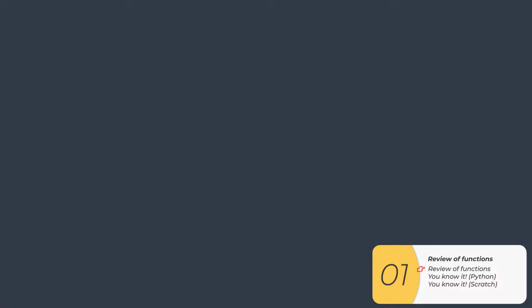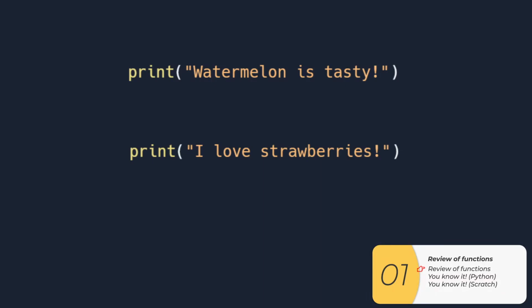You already know the basic concepts behind these ideas, even though you don't know it yet. So when I print, I can print watermelon is tasty, I can print I love strawberries, and I can do it with just one command, the print. And what makes this possible? It's the stuff that's inside the parentheses. And we're going to call this the argument.